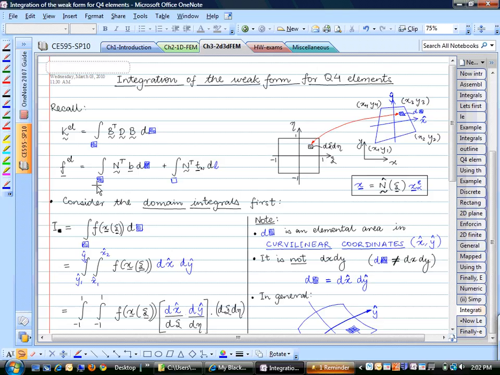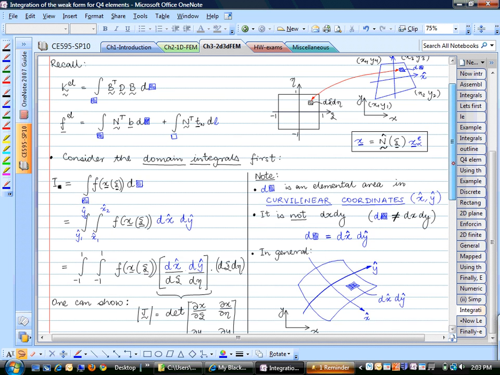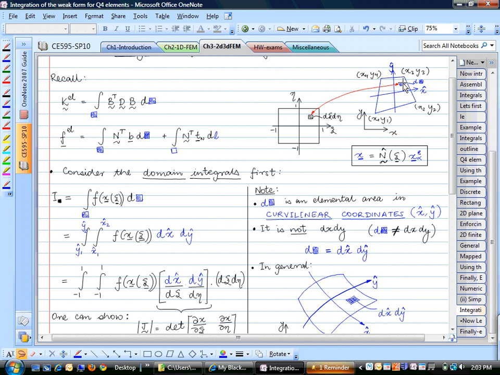So let's take a look at first these domain integrals. What I'm denoting here is that we need to integrate some function over this domain. And I'm denoting that domain with this solid square. Okay. And the boundary integrals are denoted with this empty square. So what we want to do is calculate this quantity, and to do that we need to map this small element of area from this actual domain back to the parent domain.